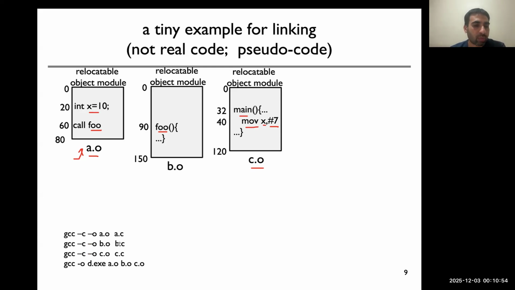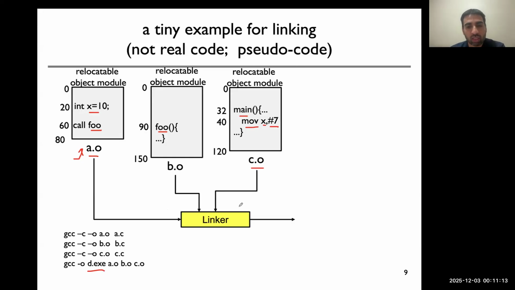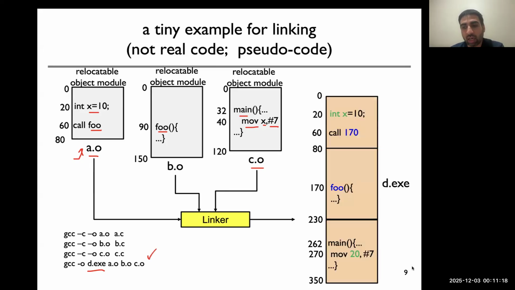Then, when you compile these three files by, for example, running the GCC compiler, you get the three object files a.o, b.o, c.o, and then you can link them together into a single executable file d.exe, right? As a result of this command, all three will be linked together into a single executable file. Now when this executable file is placed in memory, it will look like this. If we look at main, in the actual source file you are saying move 7 into X.